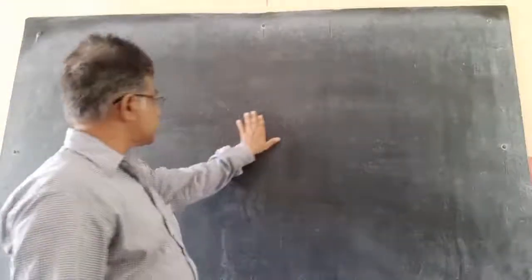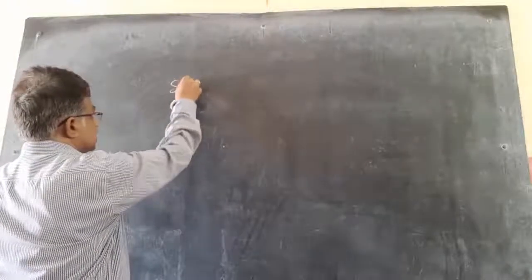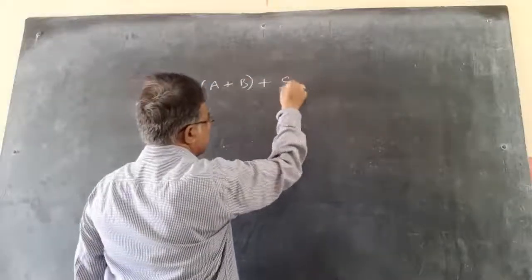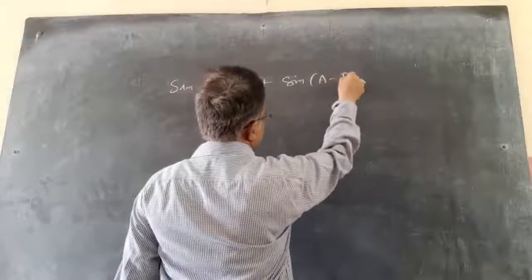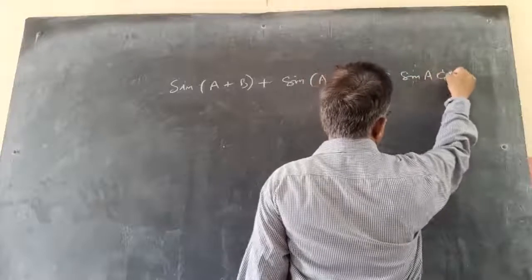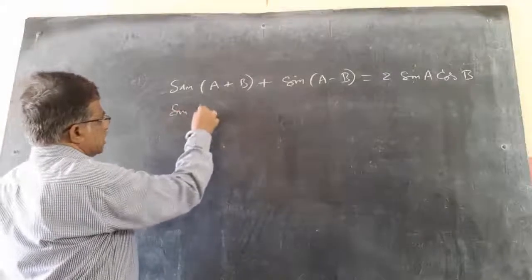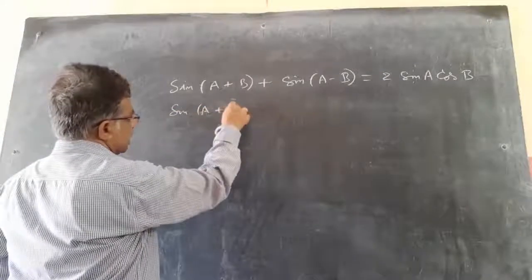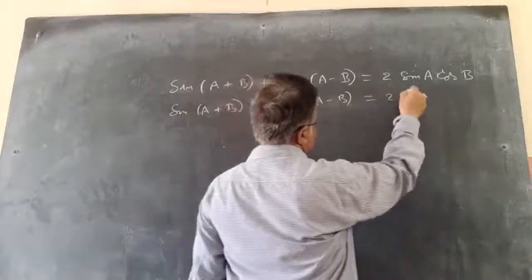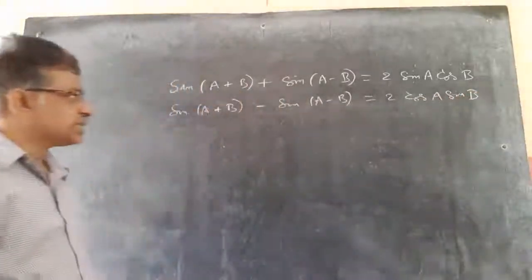Now coming to the trigonometric transformation formulas, we already discussed: sin(A+B) plus sin(A-B) equals 2 sin A cos B. Sin(A+B) minus sin(A-B) equals 2 cos A sin B. We already discussed all these formulas.